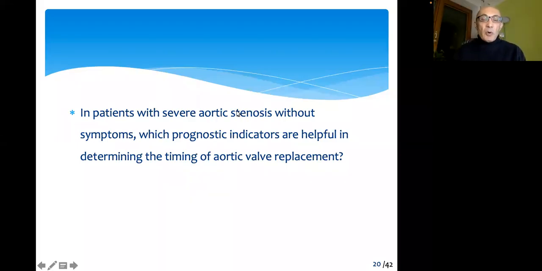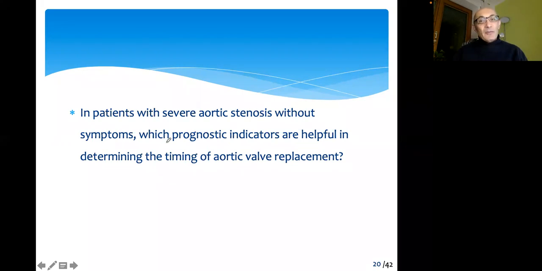Here are some more examples of the foreground and background questions to make it more understandable, more clear. In patients with severe aortic stenosis without symptoms, which prognostic indicators are helpful in determining the timing of aortic valve replacement? So, what would you say is this? Is it a foreground or background question?